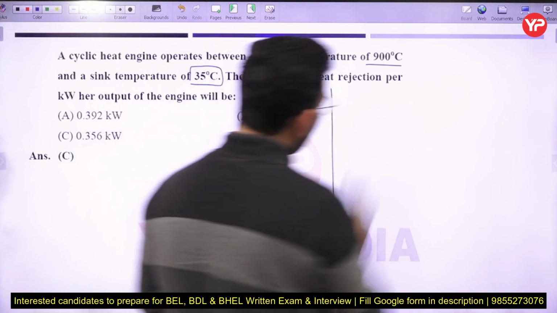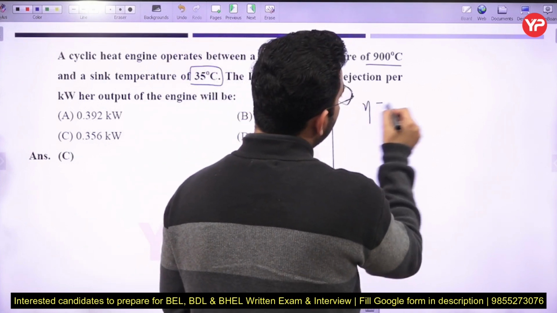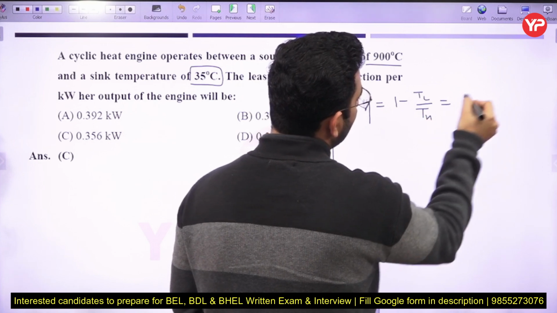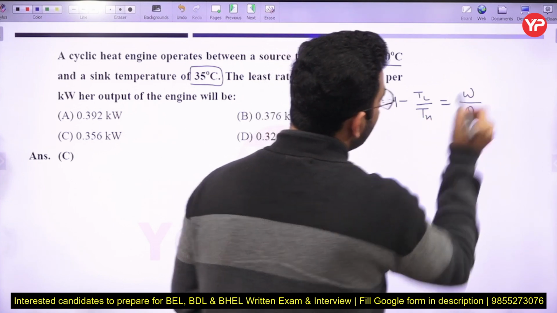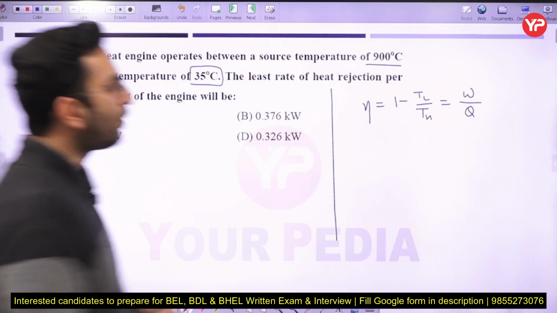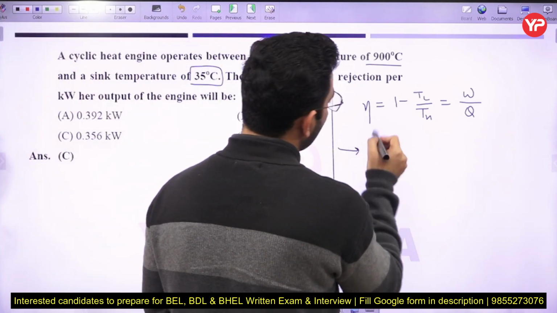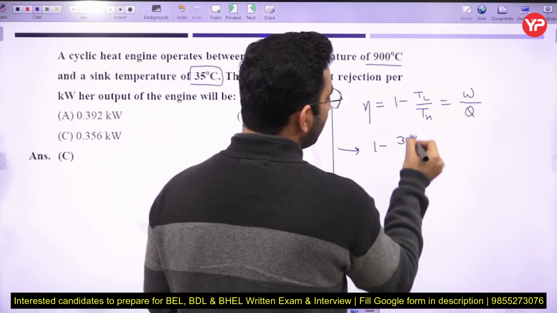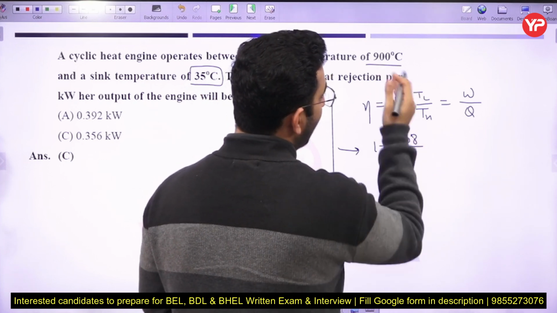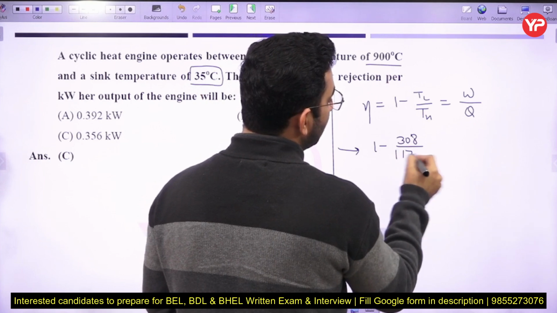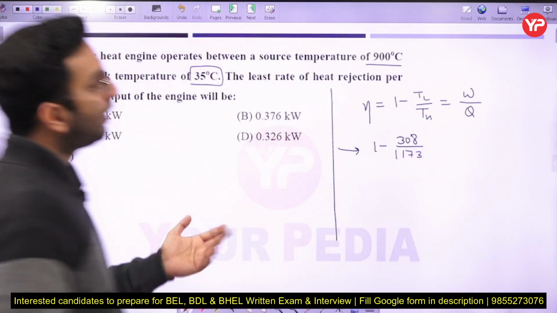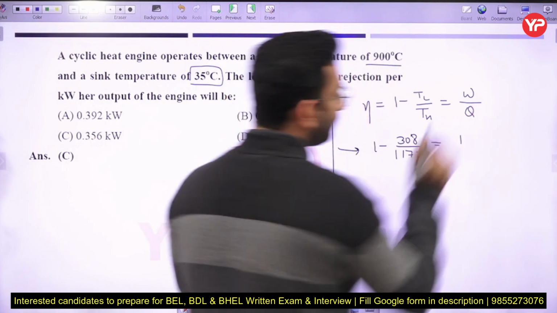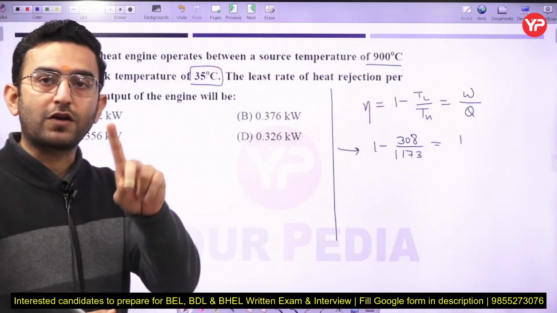Okay, so in this case you can write the efficiency of the engine will be 1 minus TL by TH here, and that will be equal to work upon heat supplied. In this case, the lower temperature is given to you as 35 degrees Celsius, that means 308 Kelvin, and the higher temperature is given to you as 900 degrees Celsius, that means 1173 Kelvin here. Correspondingly the work output is equal to 1 here. We have a unit work output from the engine.